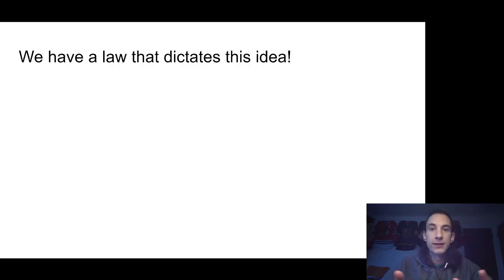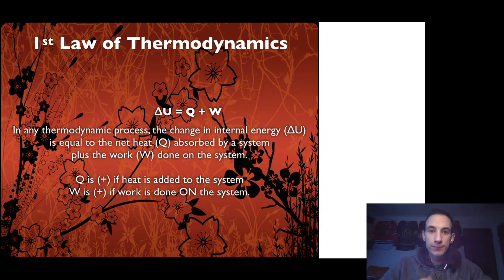And we have a law that dictates this idea. That's a lot of cool words and stuff, but if we want to put math to it, we have this first law of thermodynamics. This first law tells us the change in internal energy of our system is equal to how much heat we put into our system and how much work we do on the system. So in any thermodynamic process, the change in internal energy, delta U, is equal to the net heat absorbed by the system plus the work done on the system. So if we have a positive delta U, we have an increase in internal energy.